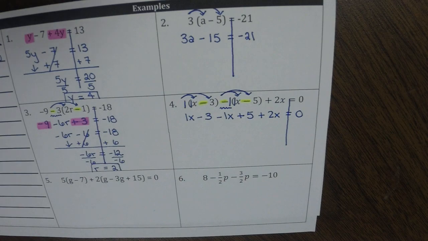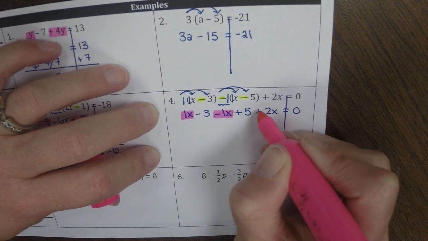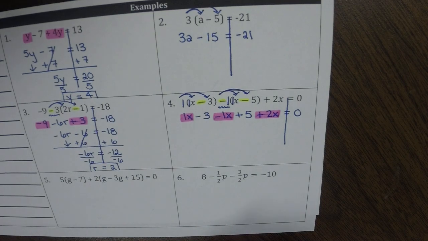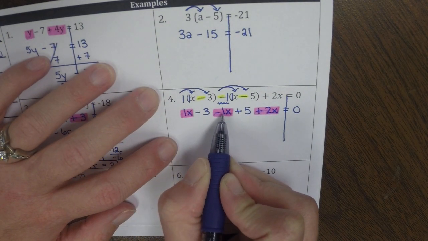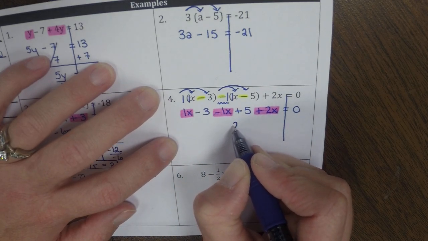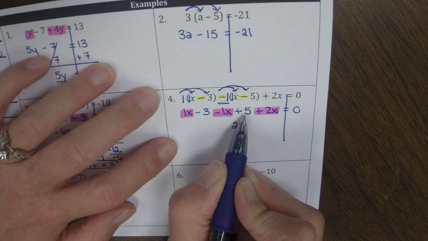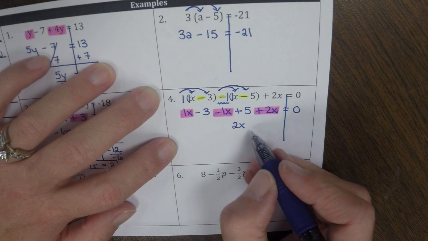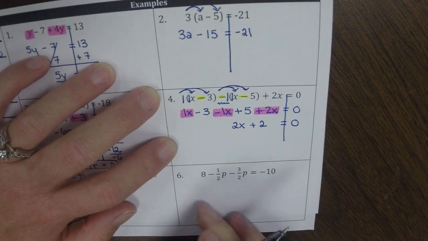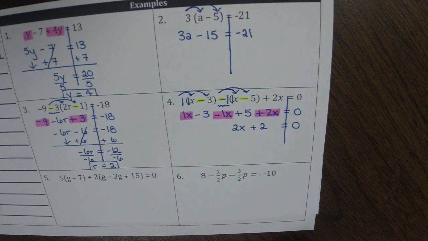So now we're ready to combine like terms. So I have 1x minus 1x plus 2x, and again, remember, when we're putting them together, we include signs. So 1 minus 1 makes 0. 0 plus 2 makes 2. So I have 2x. Then I have negative 3 plus 5, which would make plus 2. And that equals 0. And that would just be your normal two-step equation, so I'm going to let you finish it from there.